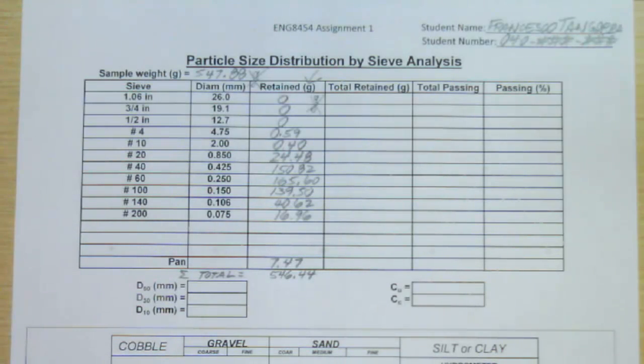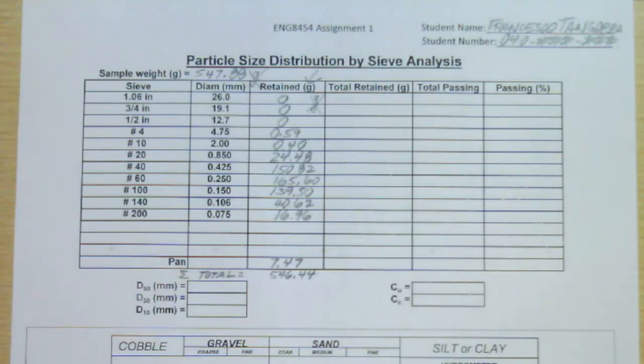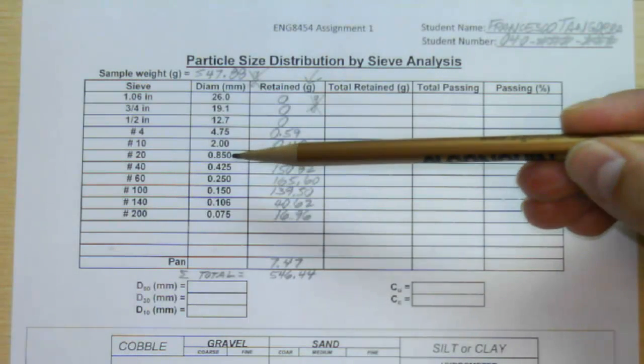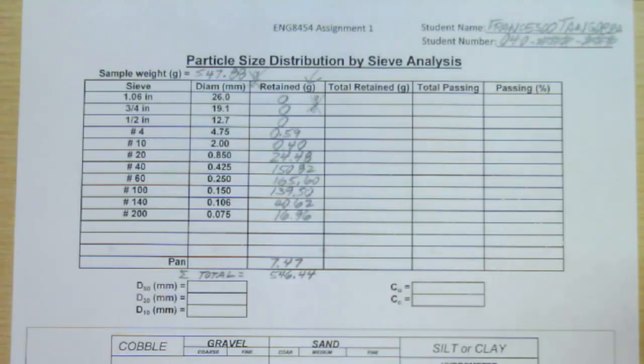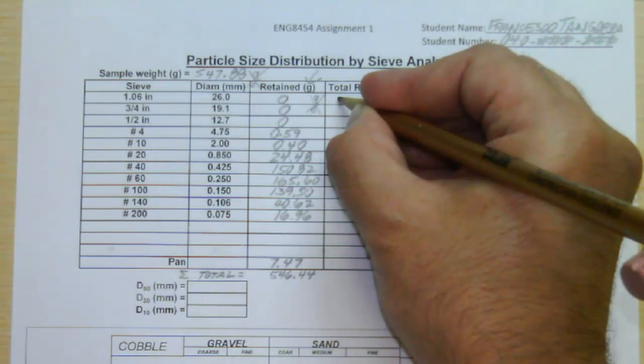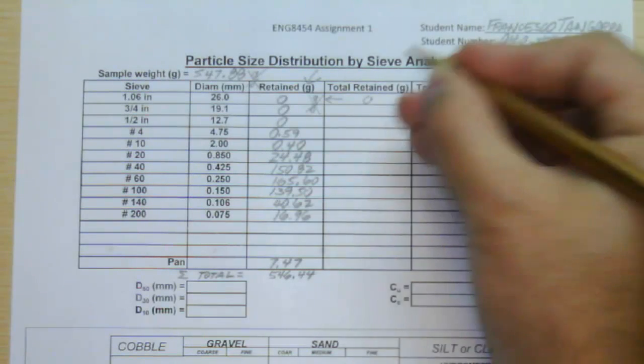Now, the other thing we're going to do now is start filling in these other columns, one at a time. Let's start with total retained. Total retained identifies how much of the total amount of the sample has been retained in any sample sieve size or higher. And this is how you calculate it. The top one is easy. You just write whatever the amount is in that column, 0 grams.